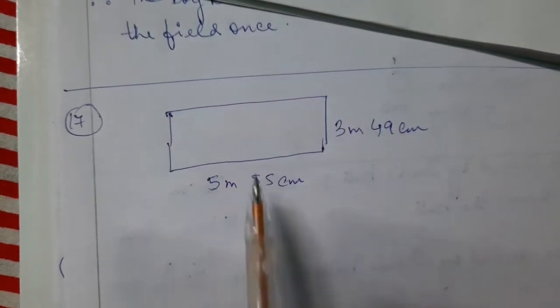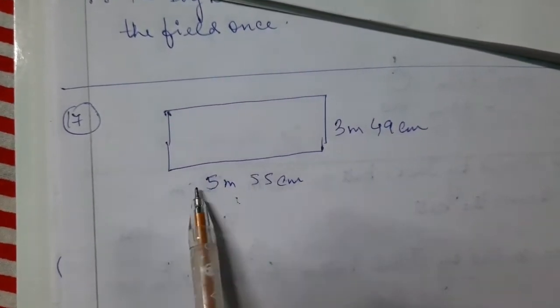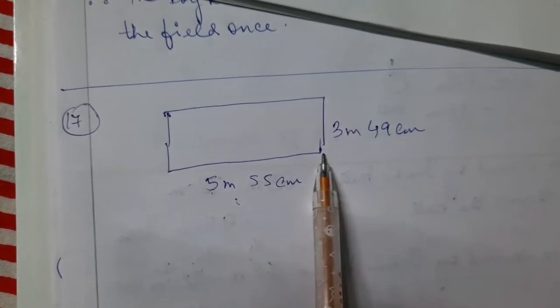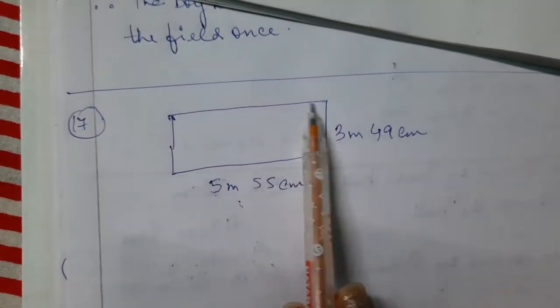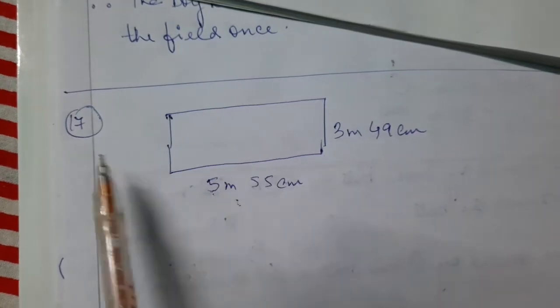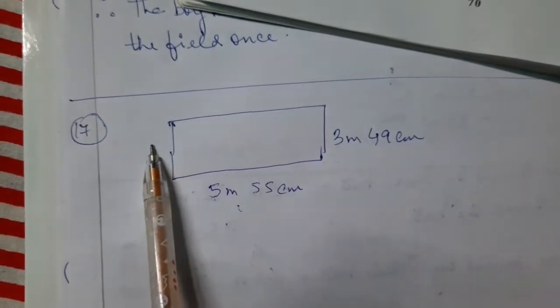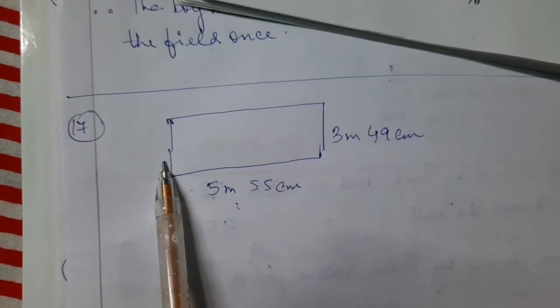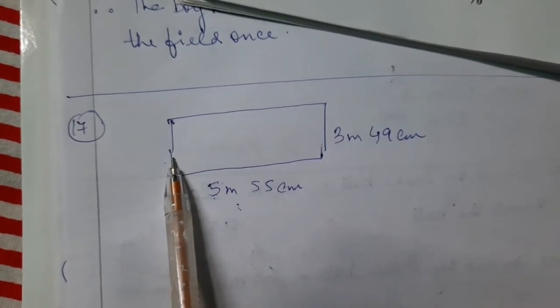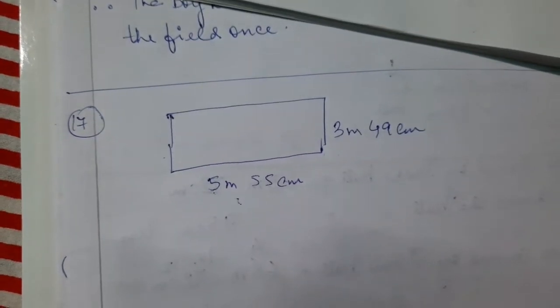Kitchen garden. If this is the length, 5 meter 55 centimeter, this will also be 5 meter 55 centimeter, same size. This side will also be similar to this side. This side will also be 3 meter 49 centimeter. Same question, isn't it? Like question number 16 only.